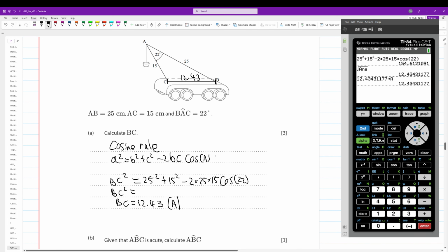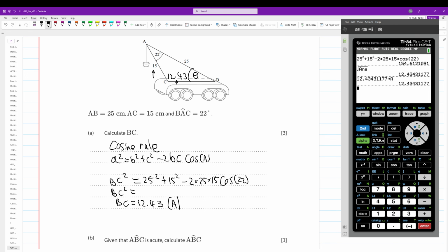Given that ABC is acute, calculate the angle ABC. So by doing that, they are referring, let's take that and shift it that way just a little bit, make this a little bit tidier. We are looking for this angle right here. And we can do that using the value that we've just found and using this 15.